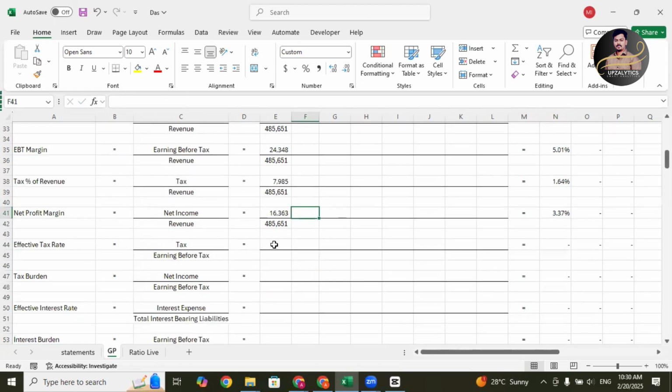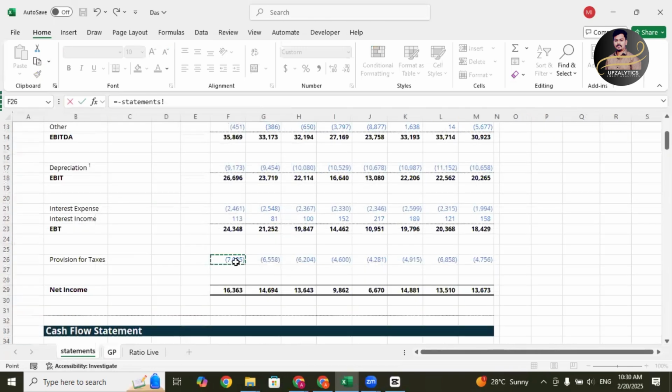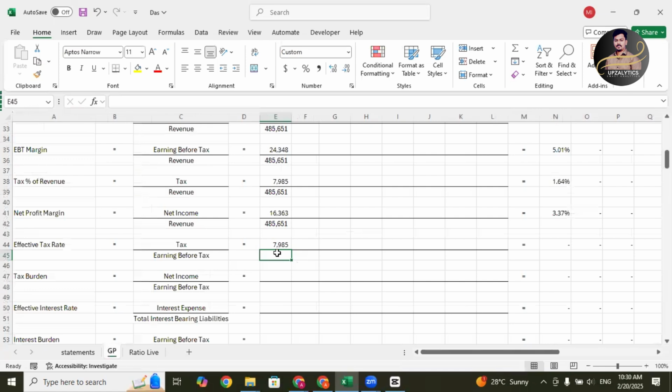Now let's move to our effective tax rate. If we see the effective tax rate, we can take the tax from this tax line. Another thing, earnings before tax we can get from here. We have around 32.8 percent of tax on our earnings before tax.